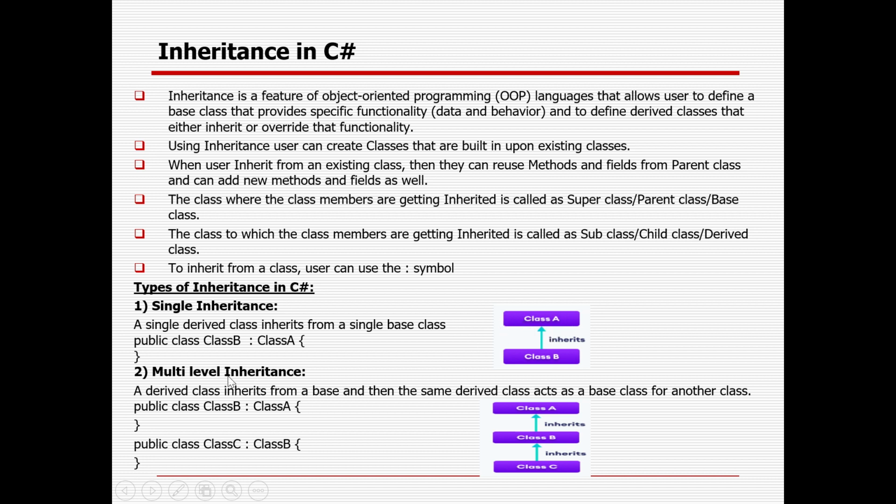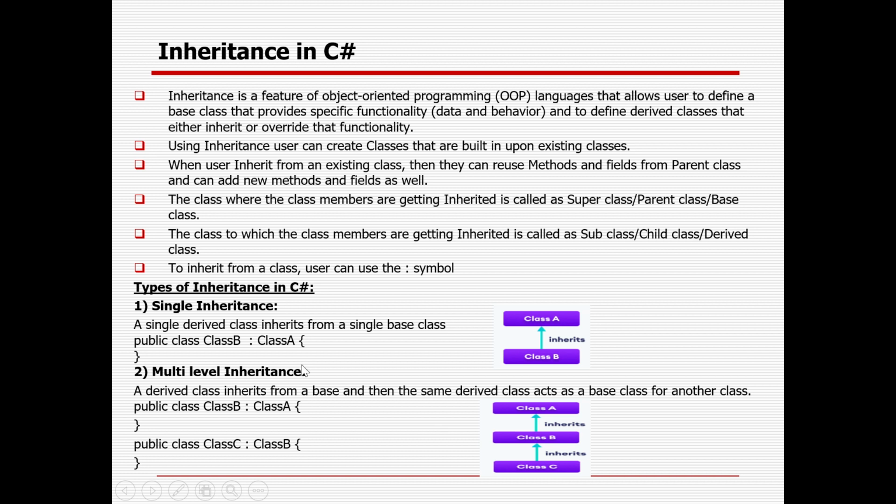Multi-level inheritance means there will be multiple relationships like parent, grandparent and child. So class C inherits class B and class B inherits class A. Here class C will be the child, class B will be the parent and class A will be the grandparent. So the child can access both parent and grandparent. The parent can access only the grandparent, but the grandparent can't access the child's and parent's properties.